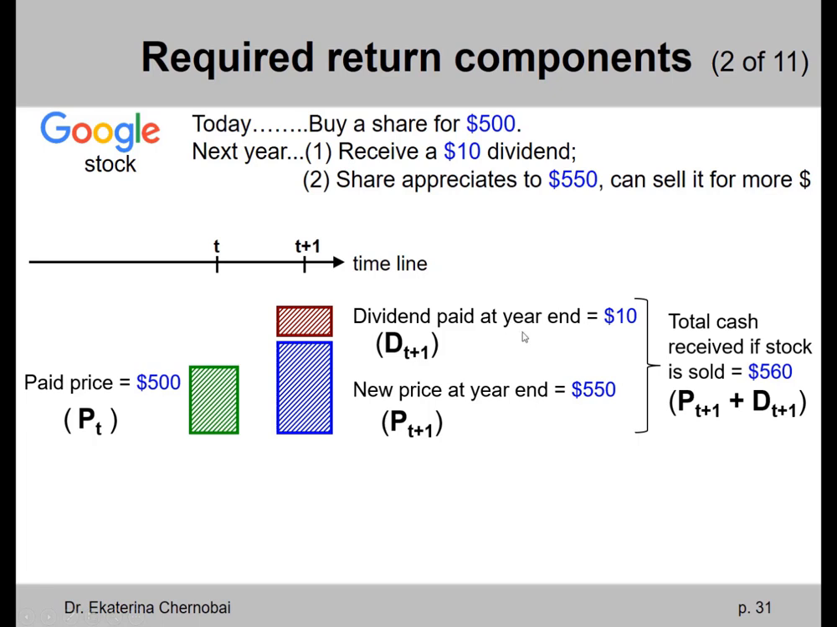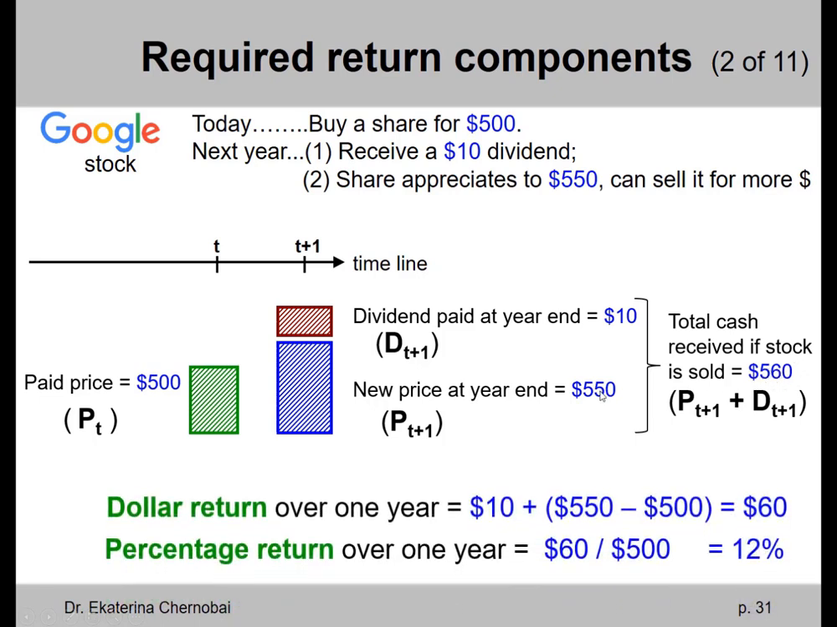And so if you sell your share after one time period, you will get both the dividend, $10, and the new price per share, $550. So a total of $560. What is the return on your money? Well, there are actually two ways to talk about returns, in dollars or in percent. In dollars, you make extra 10 and extra 50, right? So a total of $60. So $10 from the dividend plus the difference between the new price, $550, and the old price, $500.